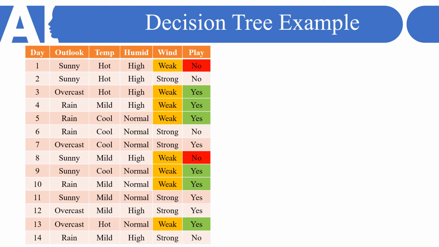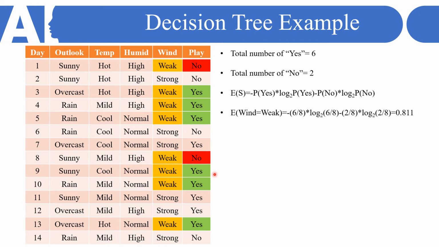So let us see if I am having the attribute as wind. We are going to consider temperature also, we are going to consider humidity also. Suppose I am considering wind. For wind we are having two options, either weak or strong. So again in a similar way we are going to calculate it as we have calculated for outlook.